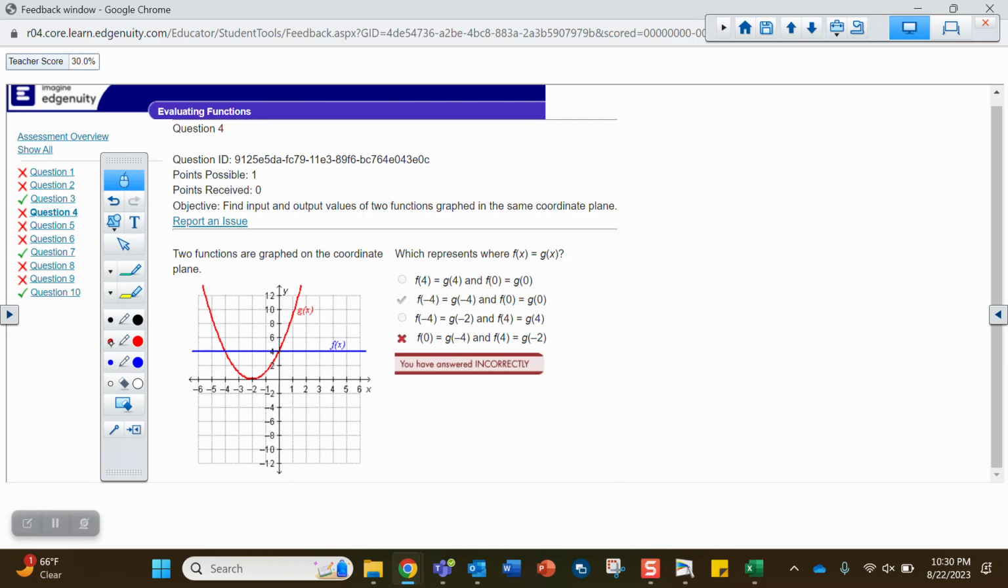Okay, so we talked about this a little bit in the assignment. f of x and g of x are going to be equal to each other where they intersect, and so you're looking for the x values where that happens. You can draw a vertical line. There's one x value at -4, and you can draw another vertical line, and this happens to be the origin, so that means x is 0. So they are equal to each other when x is -4 and when x is 0.